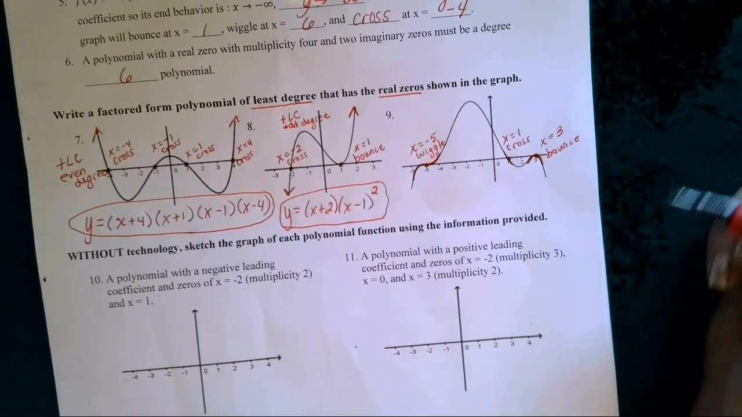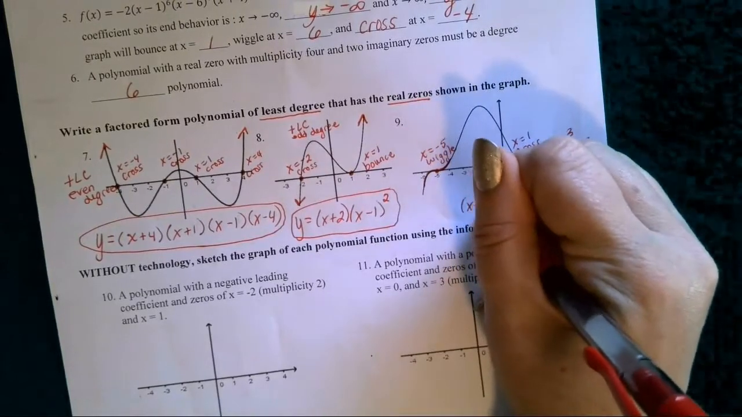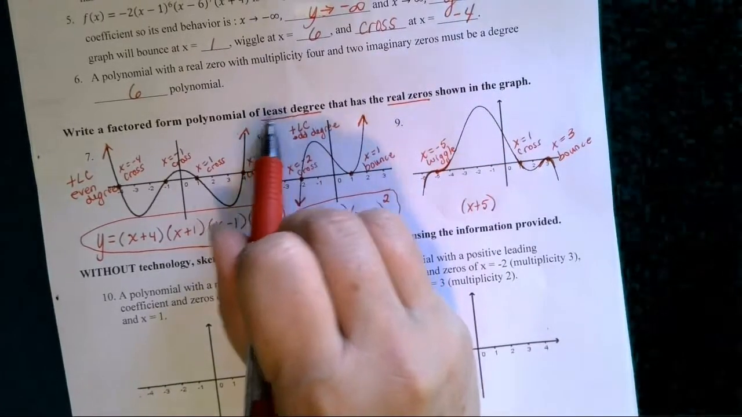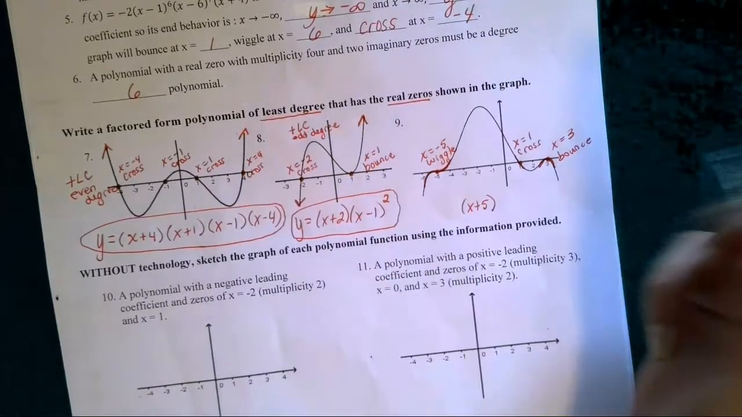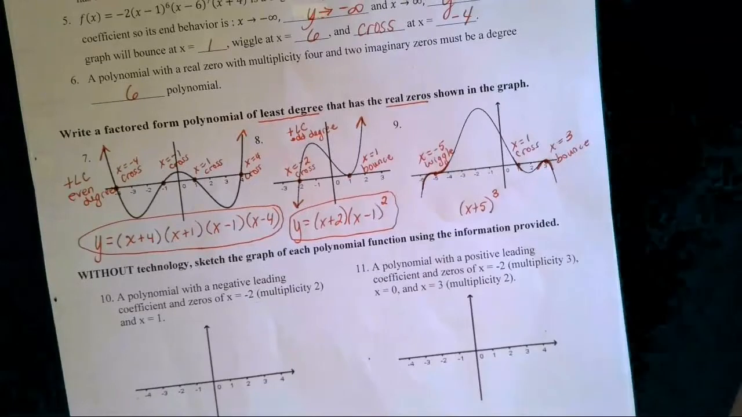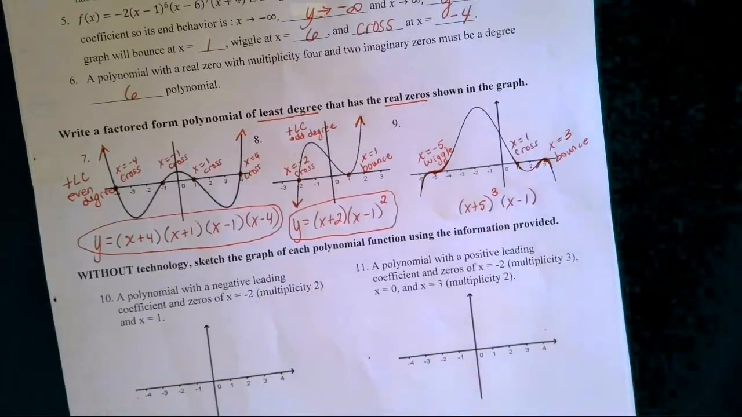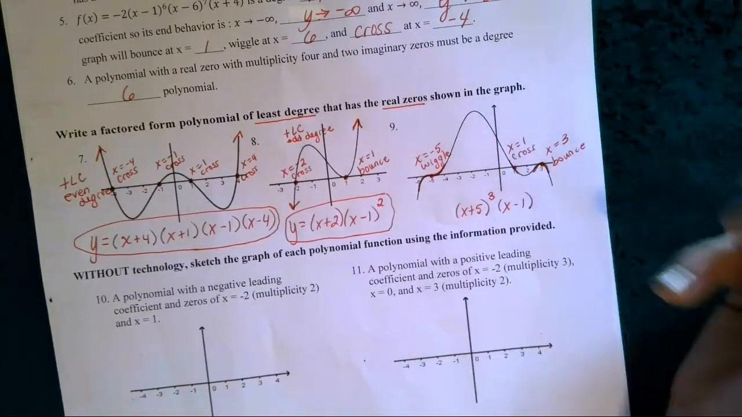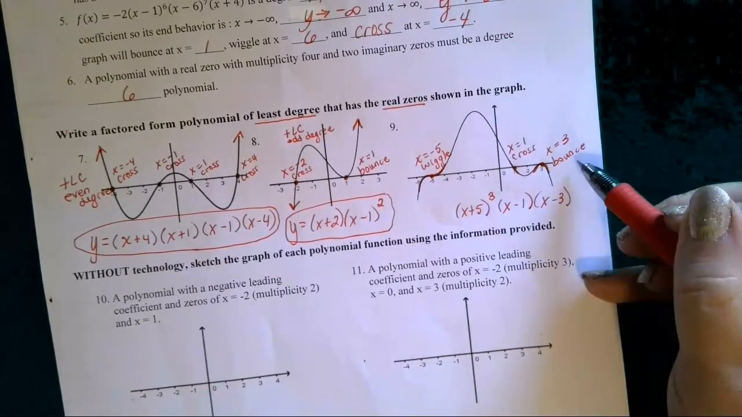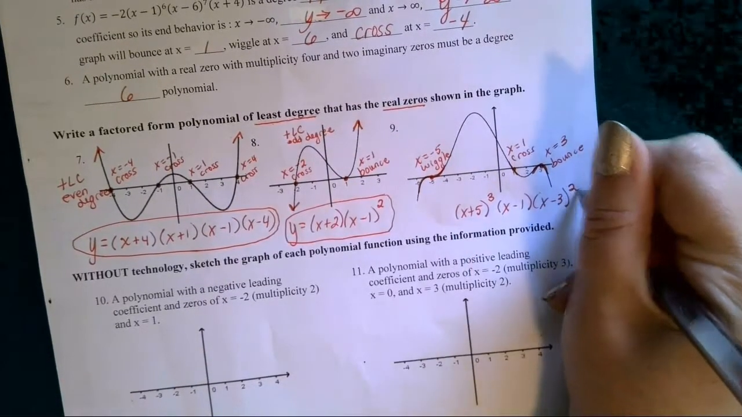So now when I put those things together, I have a factor of x plus 5. It's a wiggle, so it has odd multiplicity greater than 1, and since I'm writing polynomials of least degree, that means that my factor is going to have multiplicity of 3. Okay, then I have a cross here at x equals 1, so the factor is x minus 1, and it's a linear factor since it crosses. Then x equals 3 is a factor of x minus 3, but because it's a bounce, it's going to have even multiplicity, and we want the least degree, and the smallest even number is 2.